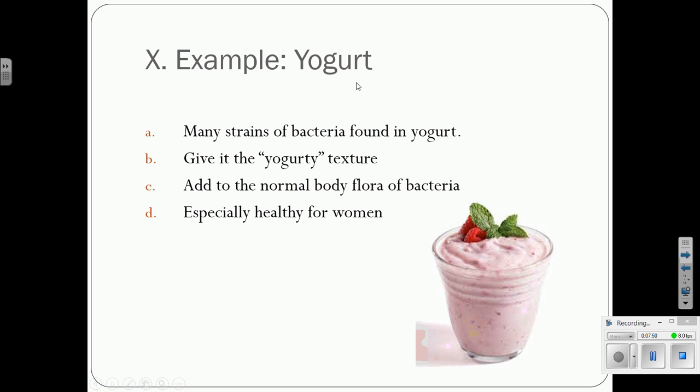And then an example of good bacteria would be some found in yogurt. There's lots of strains of bacteria in yogurt. It's actually what gives it that thicker texture that's pretty unique to yogurt. When we eat it and get it into our body, it helps maintain what we call normal body flora. So just keeping your body nice and healthy. And for women, it plays a big part with her female reproductive area and helping to maintain a healthy, normal bacteria culture down there as well.